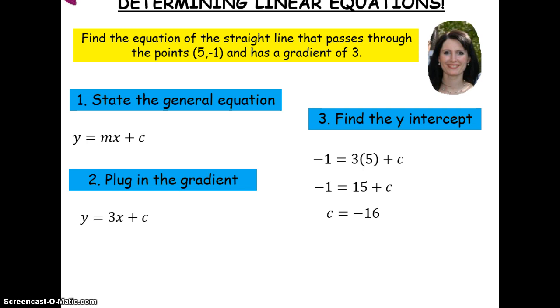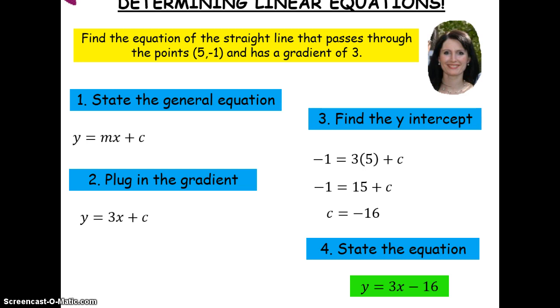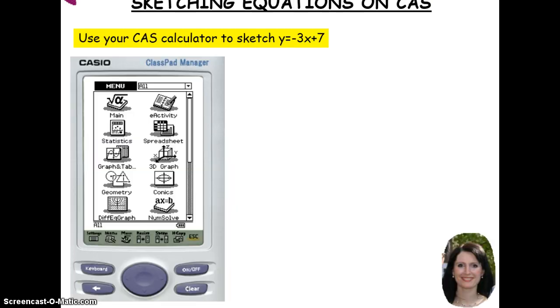We have m and we have c, so we have enough information to state the equation. y = 3x - 16. Let's now look at how we would sketch these on our CAS.